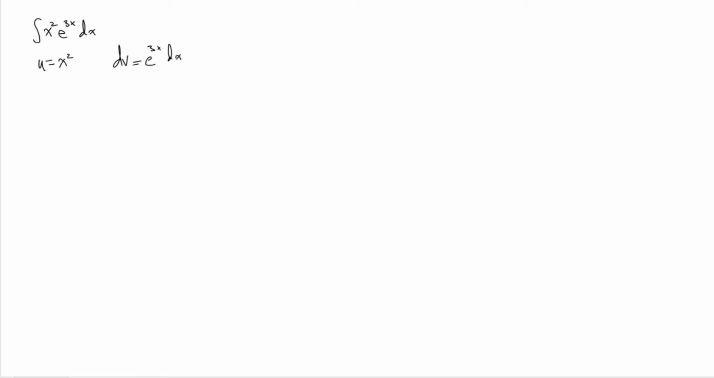All that's left is to find du and v, and since du dx is 2x, du is 2x dx in differential notation, and v is the integral of dv, so the integral of e to the 3x dx. That's a substitution problem. Go off, do it on your own on the side, let r equal 3x, and you'll find that v is equal to 1/3 e to the 3x.